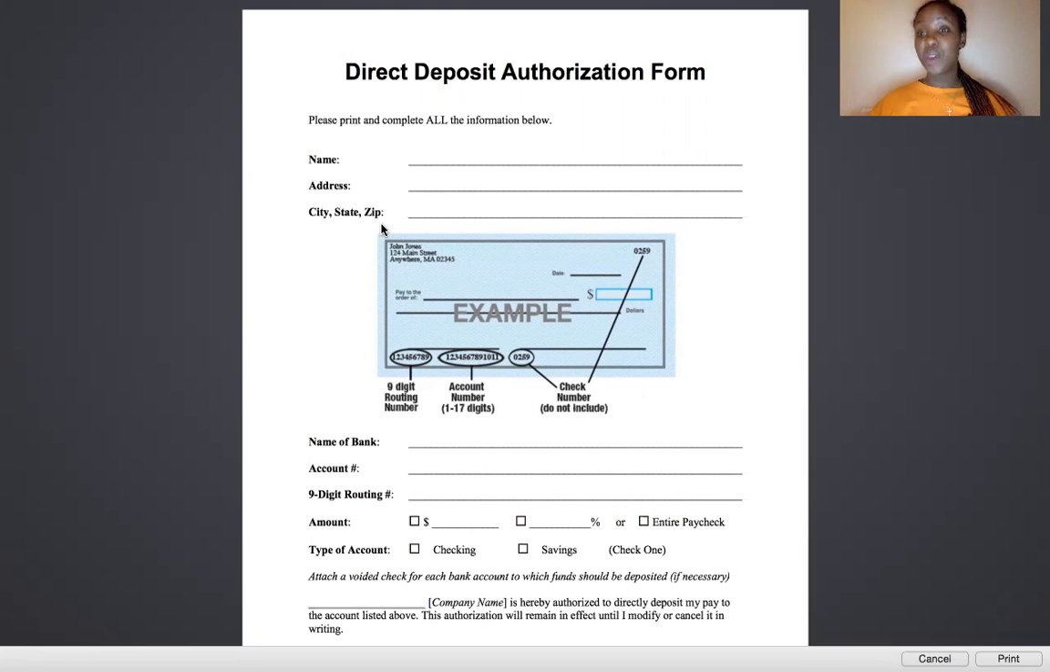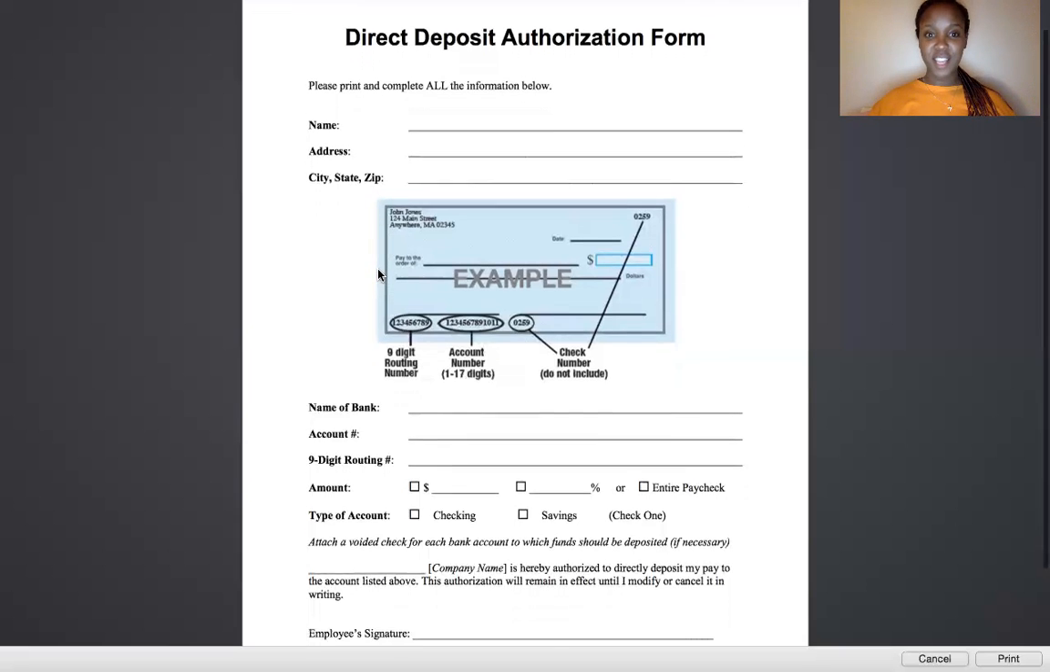So your zip code is 5 numbers. So for example, my zip code is 40206. Some other common zip codes are 40214 or 40215. So your zip code is always 5 numbers.